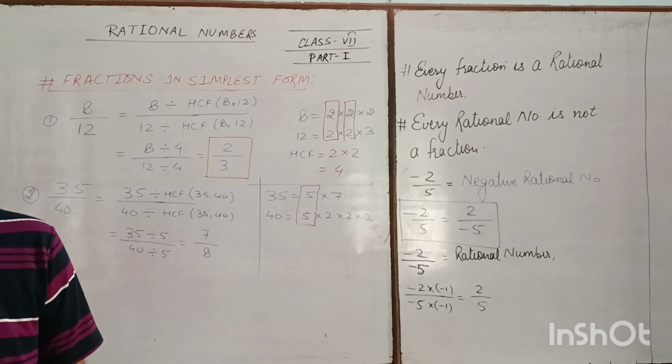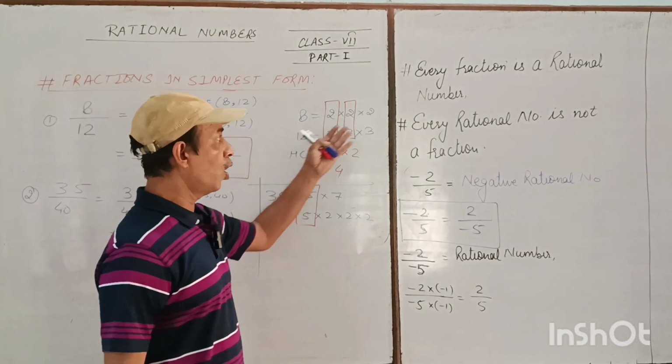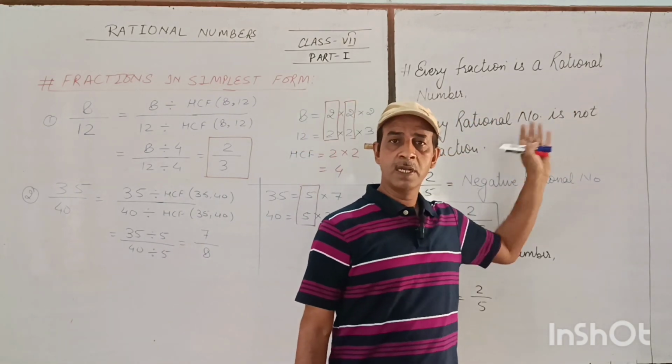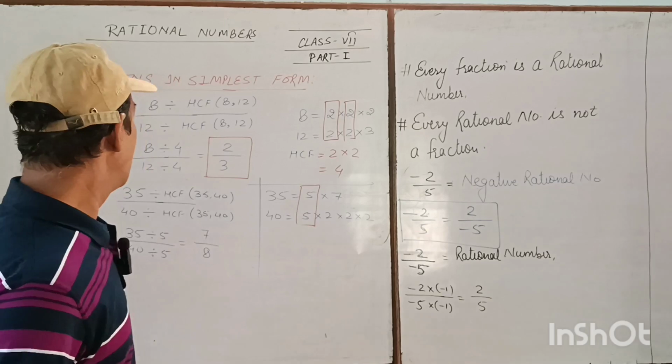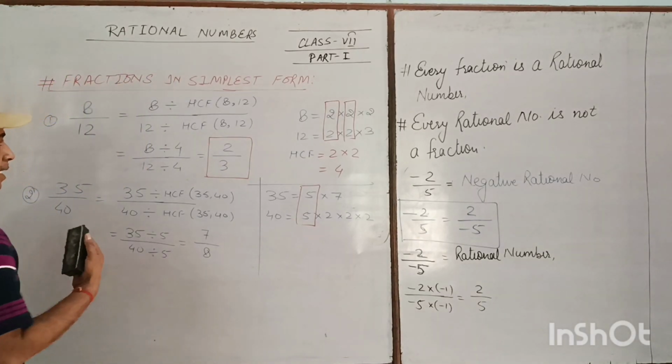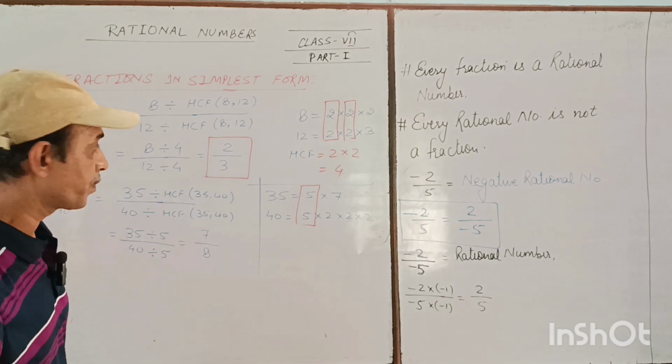Fine. Now, what can you say about fractions? Because we know it very well, all the types of fractions are rational numbers, but all the types of rational numbers are not fractions. In this case, let's make this thing.